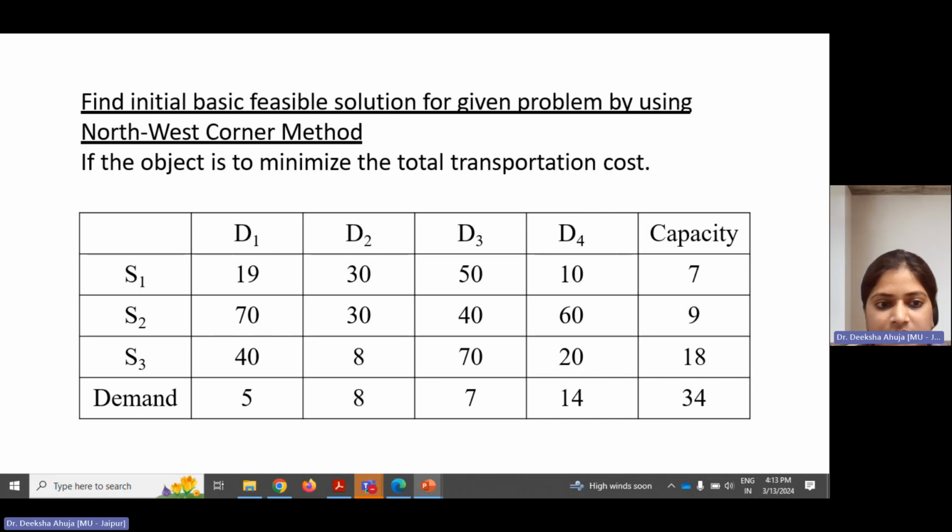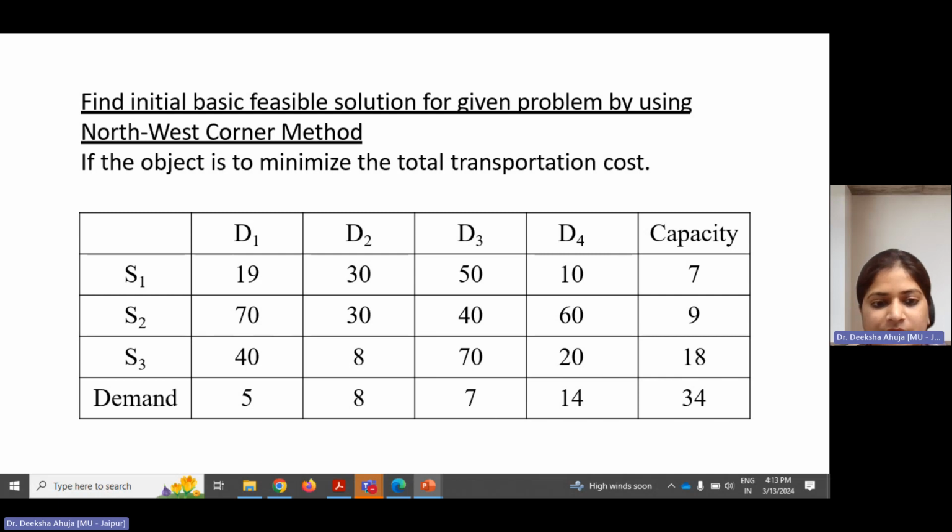Some stations will be given here, S1, S2, and S3, and some destinations are also given, like D1, D2, D3, and D4. And here is the cost that is given over here. The capacity is also given: for the S1 station, the capacity is 7, S2 capacity is 9, and for S3 capacity is 18. So here the total of capacity is 34.